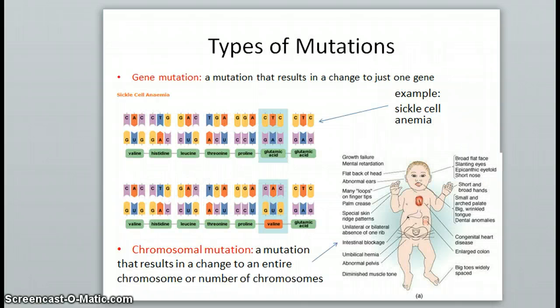There are two different categories of mutations we're going to look at in more depth. The first is a gene mutation. In a gene mutation, just one particular gene is affected. Many genetic diseases are gene mutations. Here's an example of sickle cell anemia.